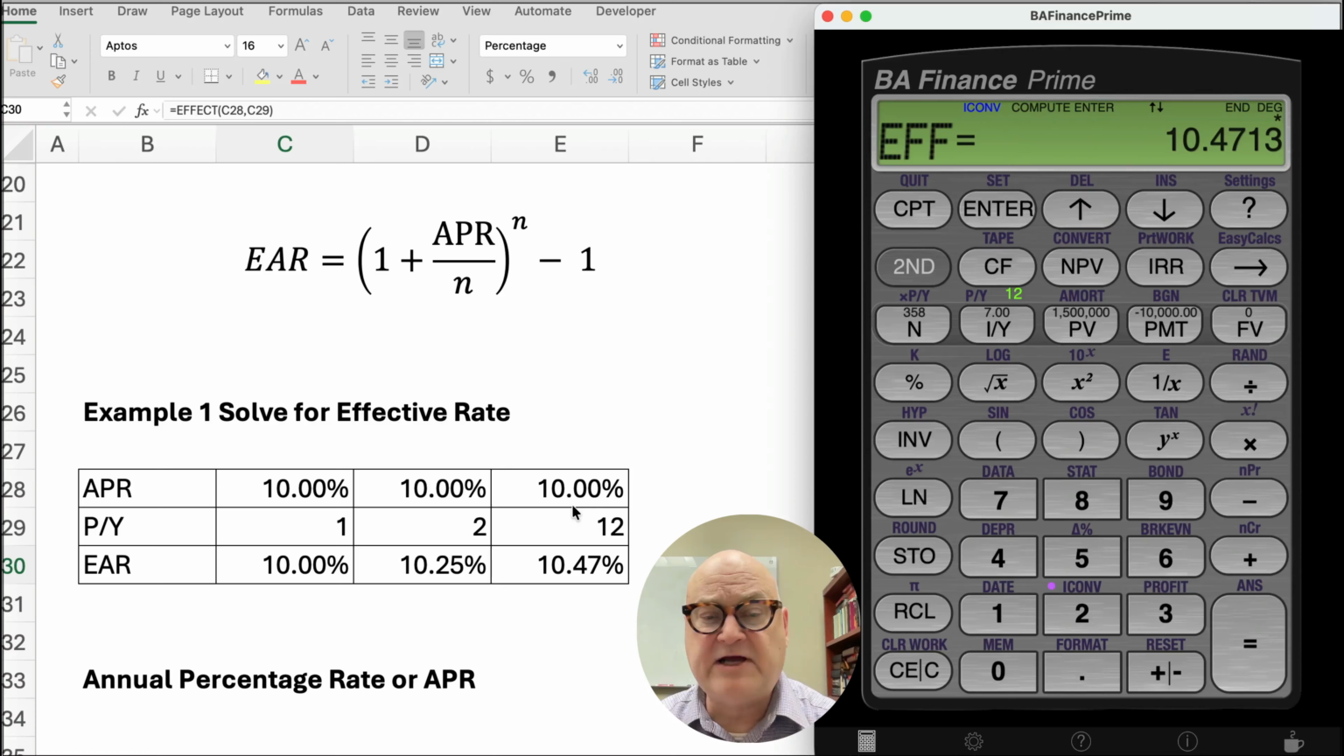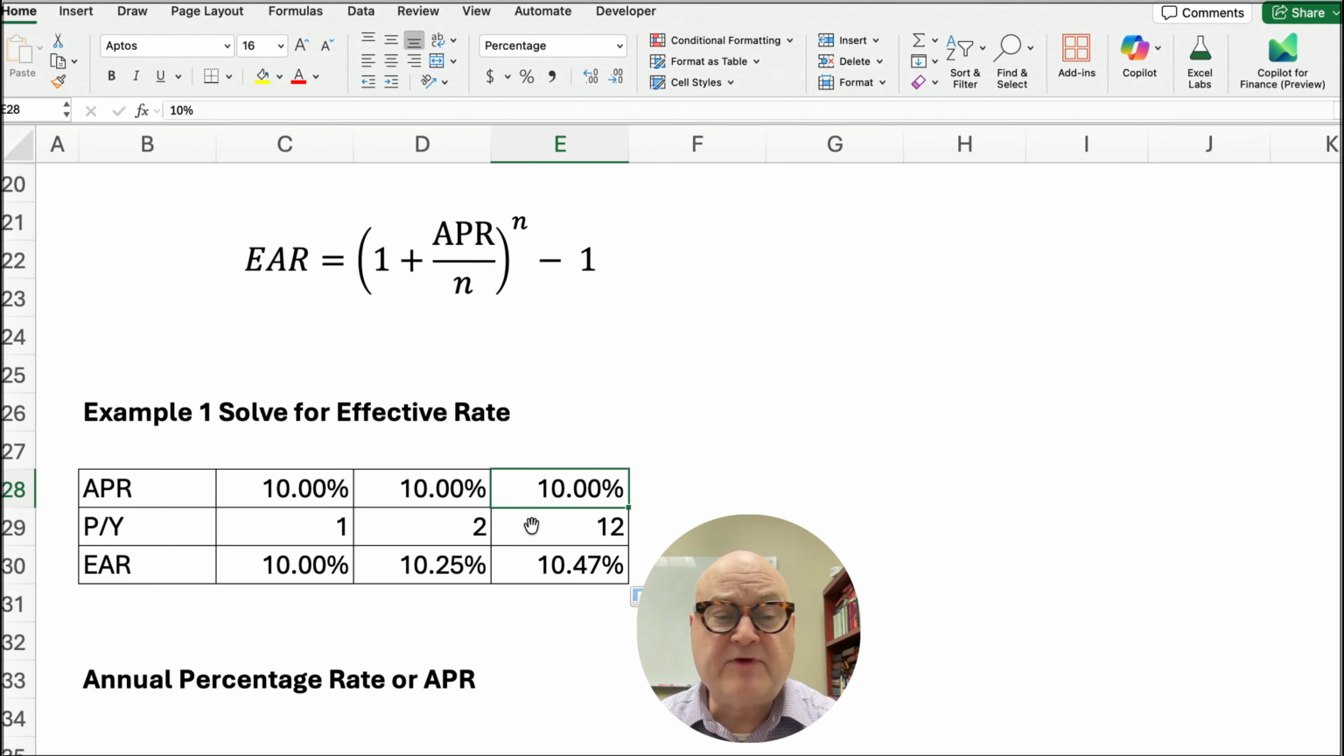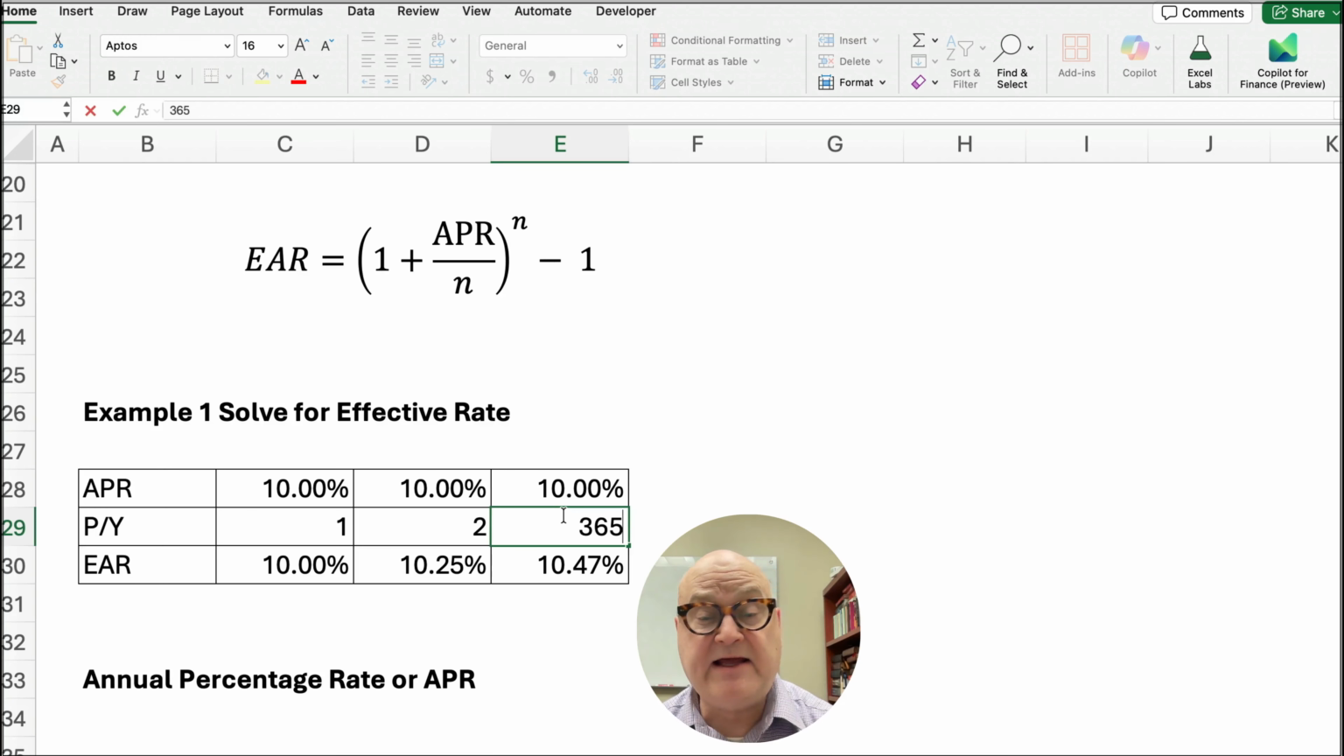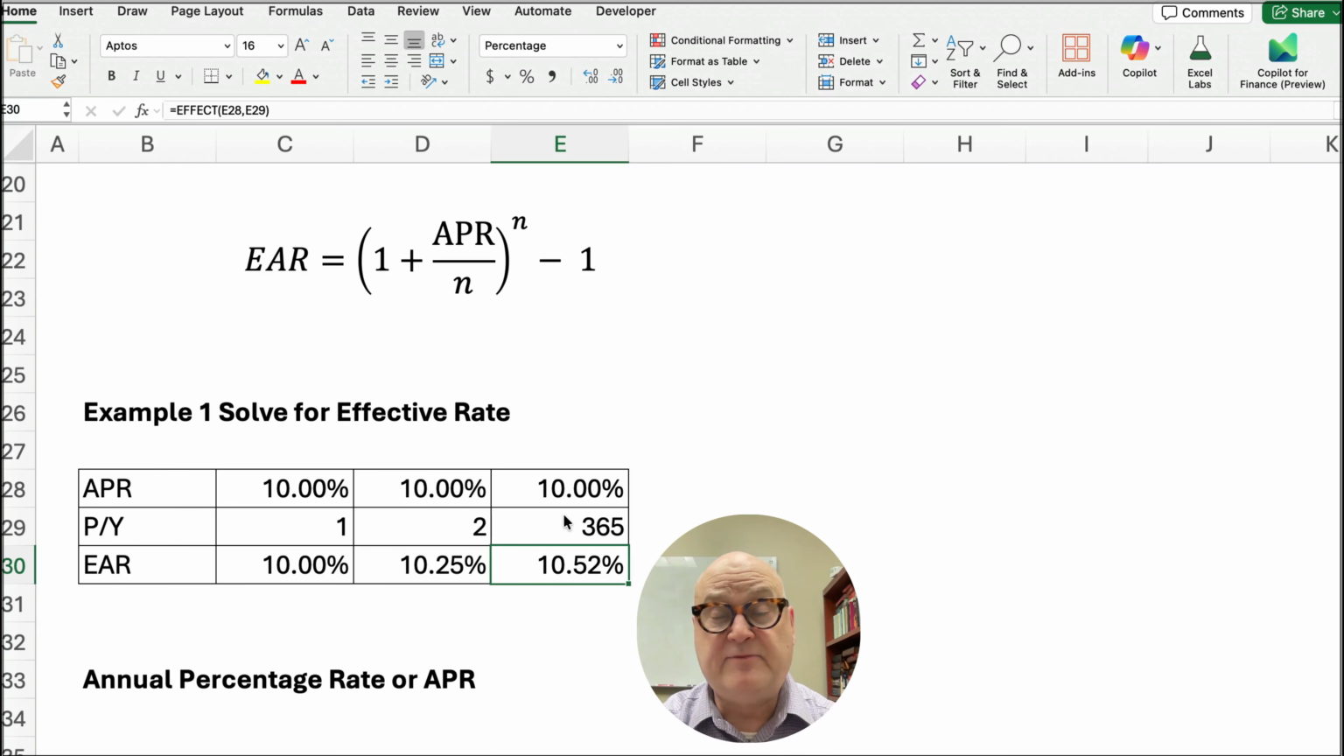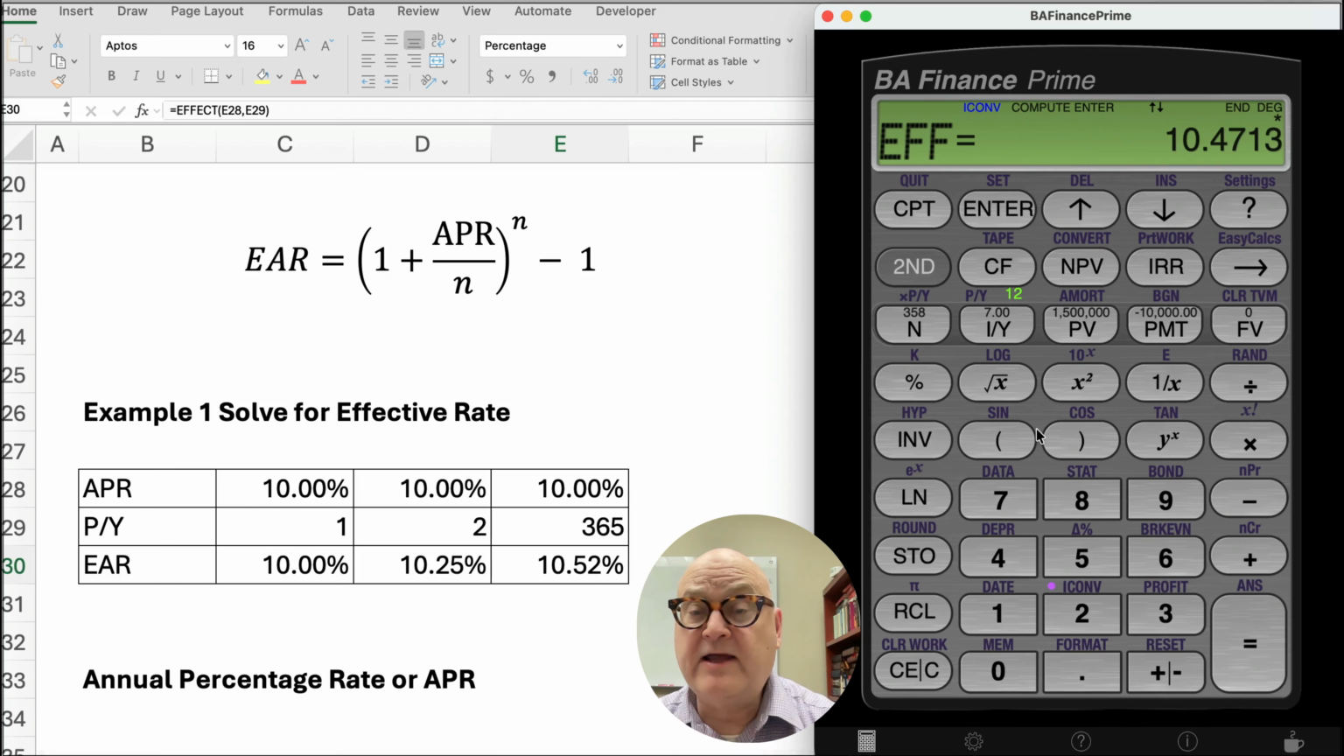Let's do one more, and let's just check our work. What if we did this 10%, and it's 365? Let's say it's daily compounding. Well, it goes from 10.47 to 10.52. It doesn't really change that much. What we would do on our calculator, we would say compounding frequency is 365, enter, and then go to effective, compute. 10.52. Looks like it's 10.5156, a little bit more than 10.51. It rounds off to 10.52, but you see what happens.